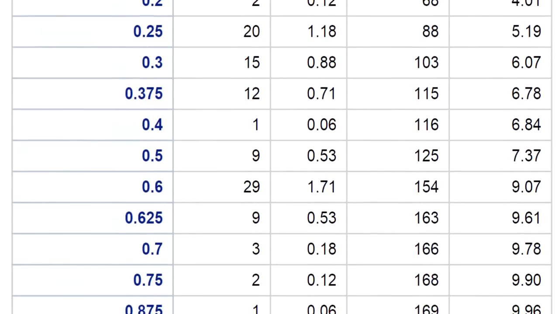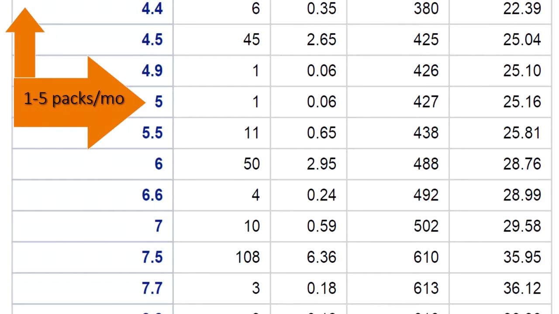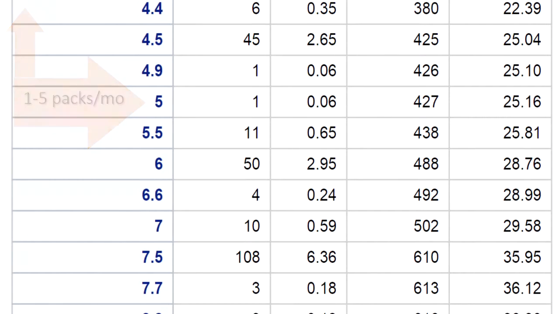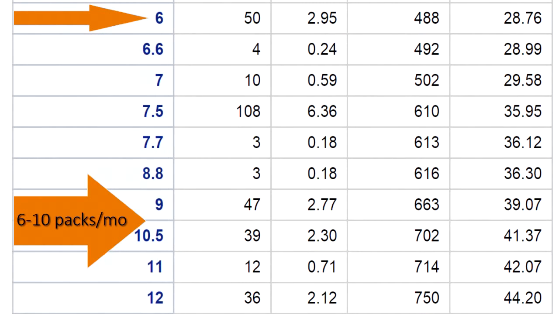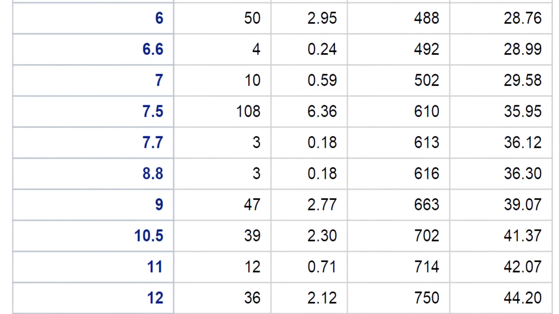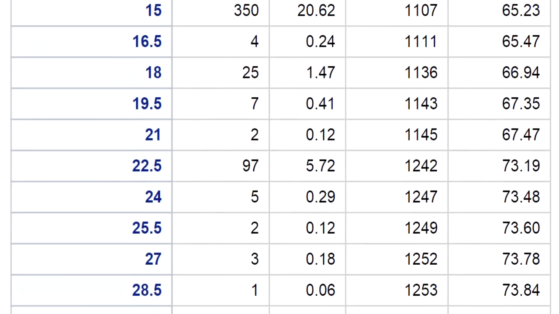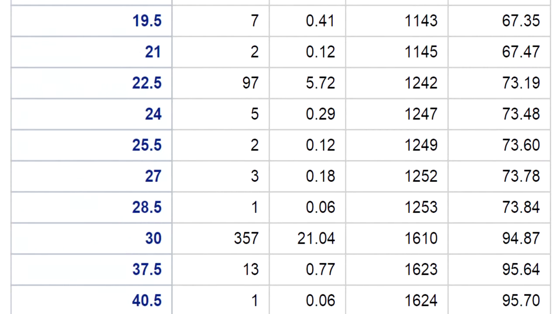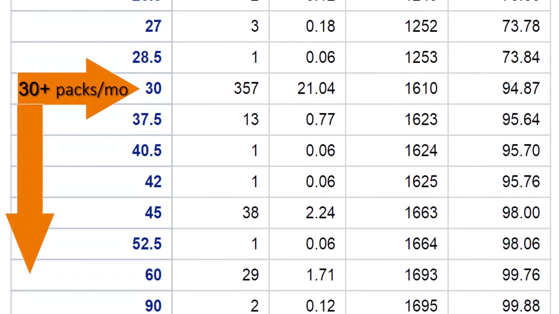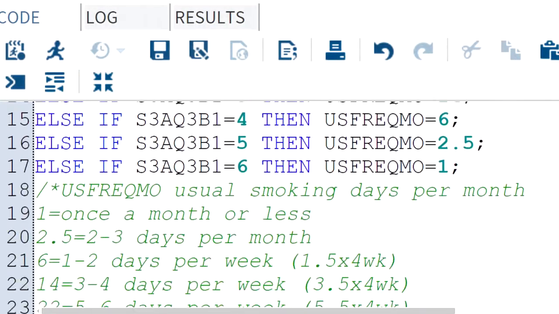After examining the frequency distribution, we decide to create groupings that include those who've smoked 1 through 5 packs per month, 6 through 10 packs per month, 11 through 20, 21 through 30, and then 30 plus packs per month. To do this, we need to add the following syntax to our program.